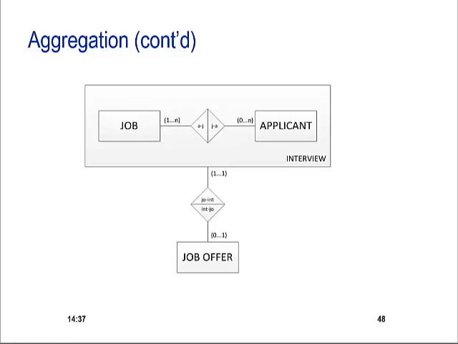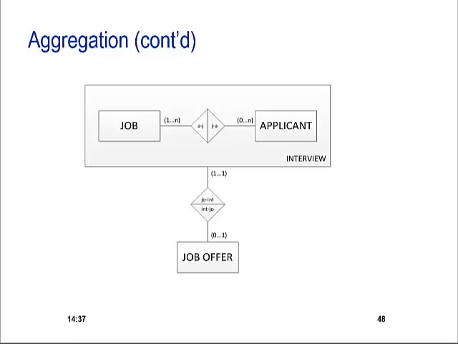What we have now done here is we have grouped job and applicant into an aggregated construct, which is called interview. The combination of a job and an applicant gives me an interview. That's an aggregated construct. At the level of this aggregated construct, we can now define attribute types or separate relationship types. In my example, I could add an attribute type duration to the interview construct. This will then specify the length of the interview.